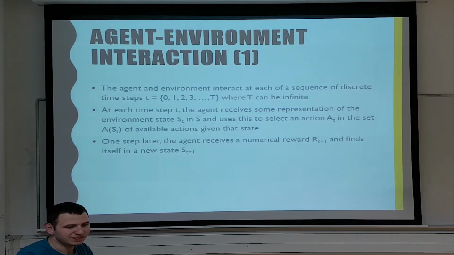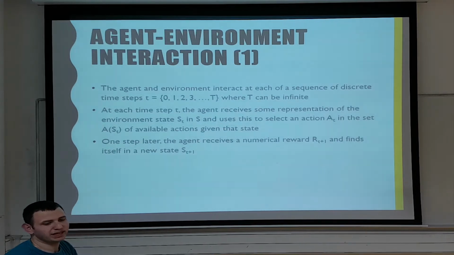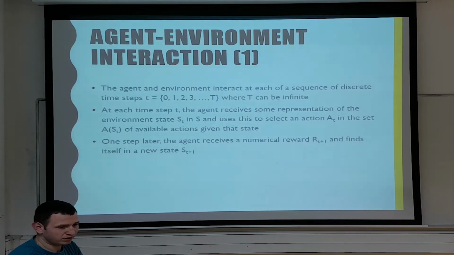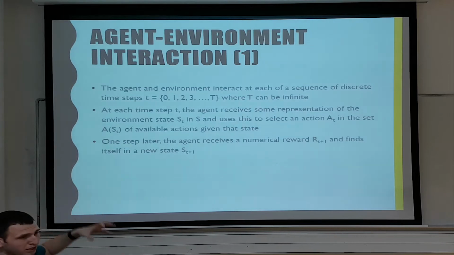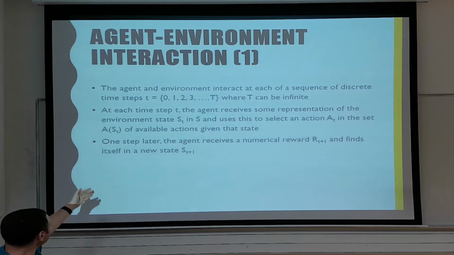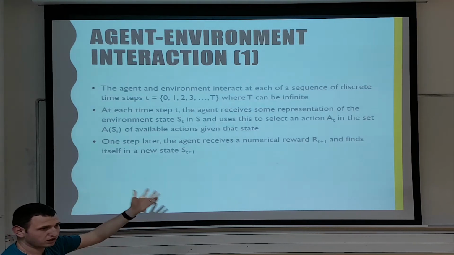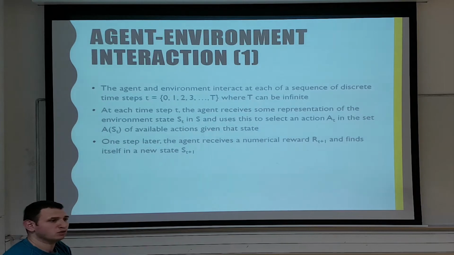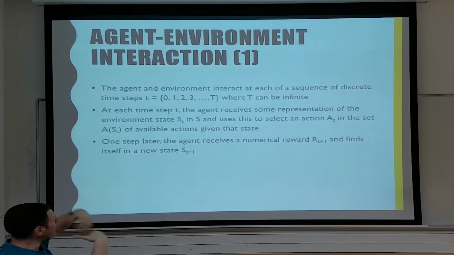So at each time step our agent receives some representation of the environment, the state s_t, which is part of S, and uses this to select an action a_t. The action a_t is from A(s_t), the actions available in that state. Okay, so one step later, our agent receives a numerical reward for the specific action, and finds itself in a new state. So we collect our reward for the given state, and then we go into the next state.